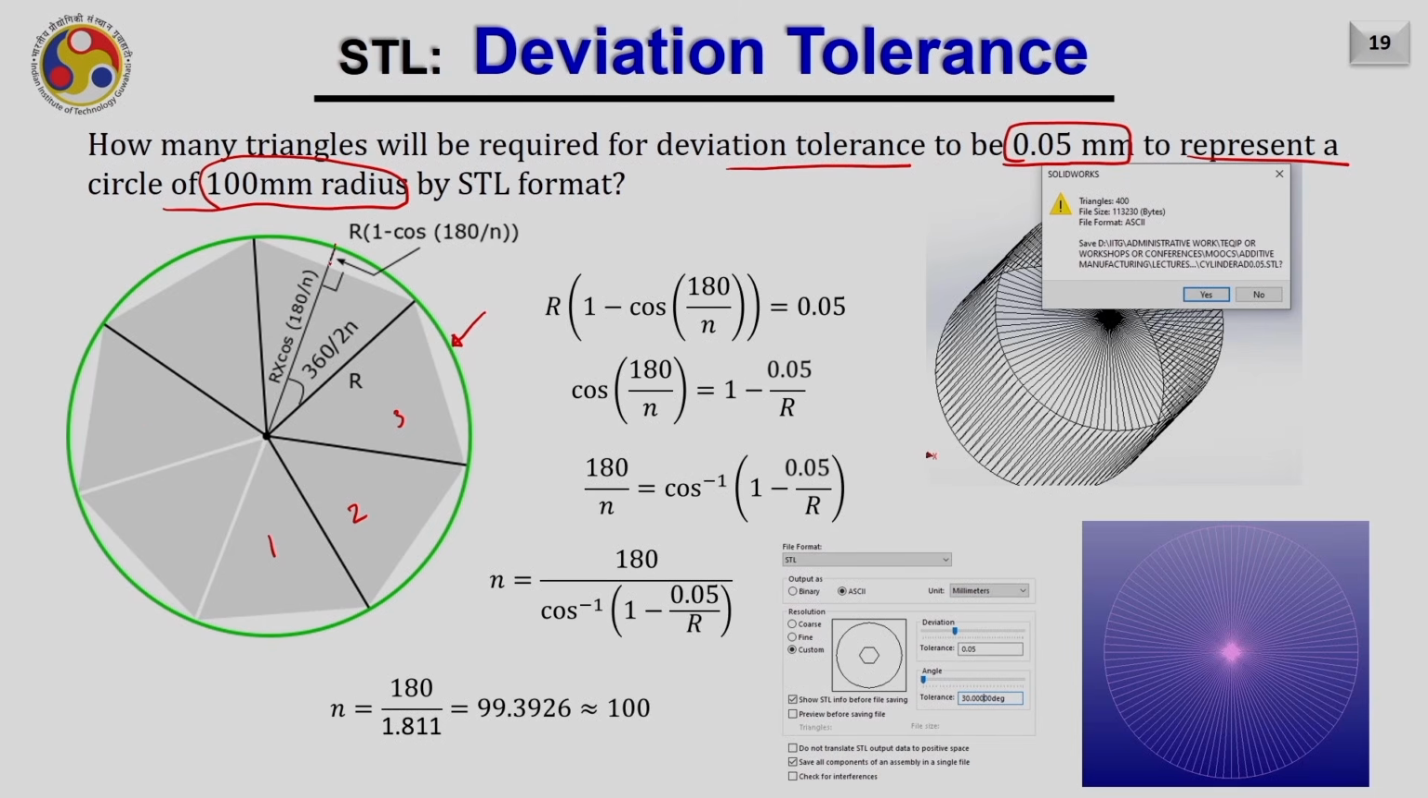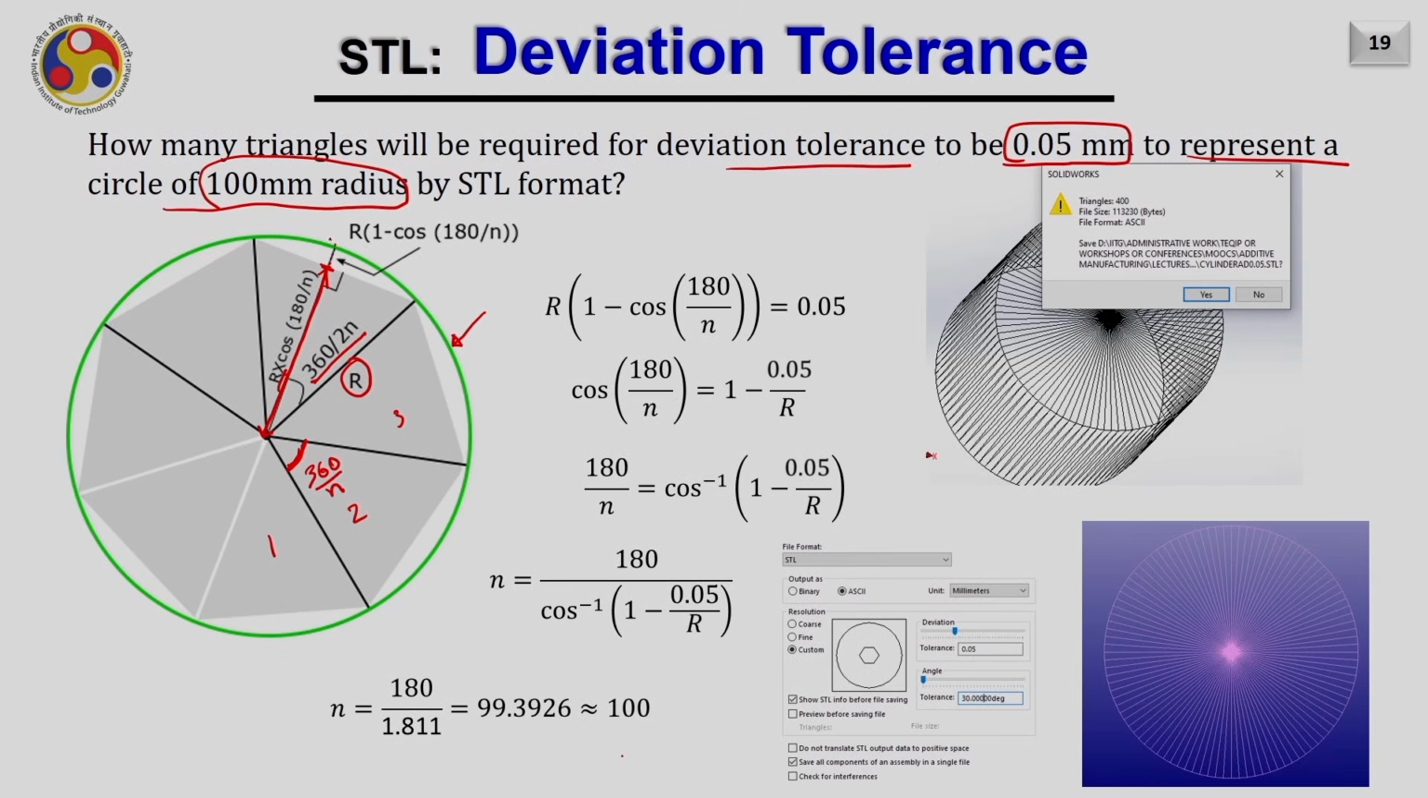This distance can be easily calculated. If there are n such triangles, then this angle will be nothing but 360 by n, and half of this angle will be nothing but 360 by 2n. Also, if r is the radius of the circle, then from this point to this point, this length will be, from here to here, r cos 180 by n.